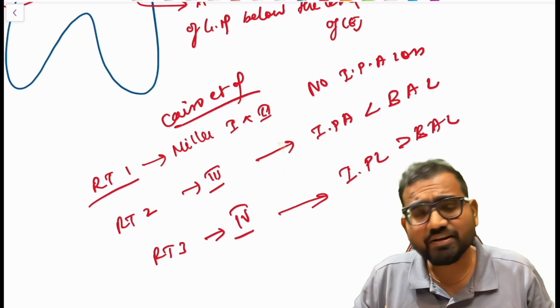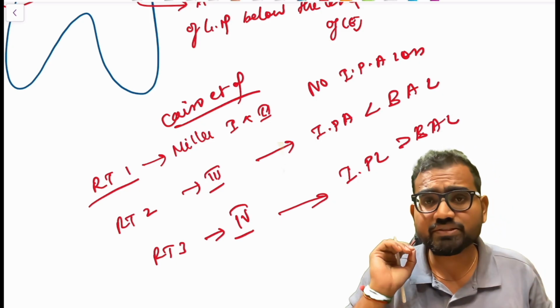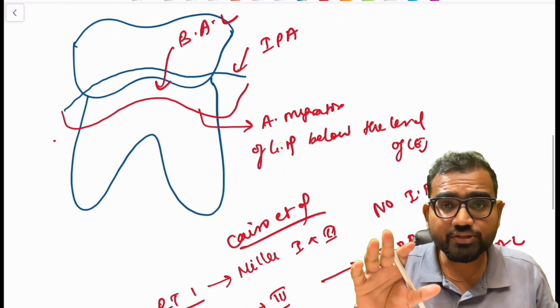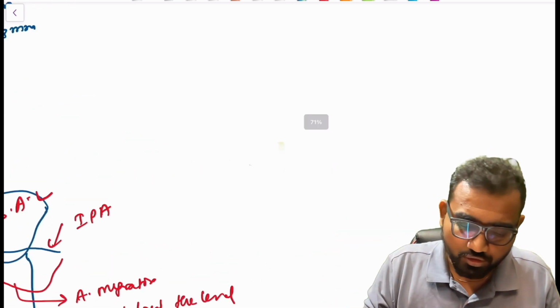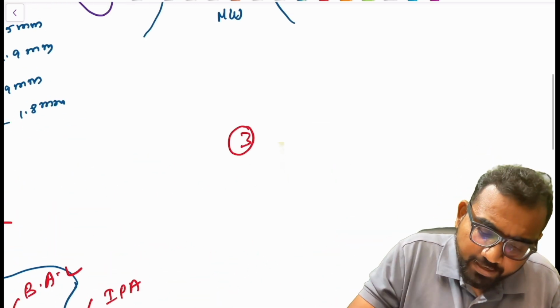And RT3 is where the interproximal attachment loss is more than the buccal attachment loss. Okay, this is the recent classification, Cairo et al., classification of gingival recession, which everybody should know. Okay, now moving on to the next terminology, pedicle graft.